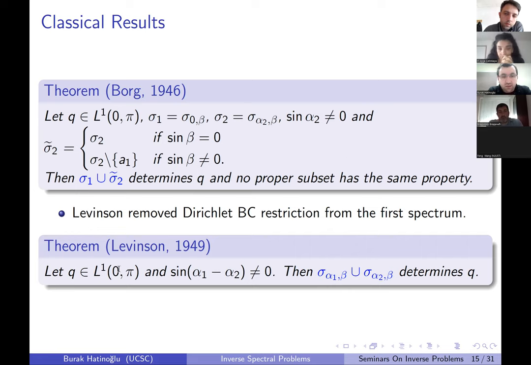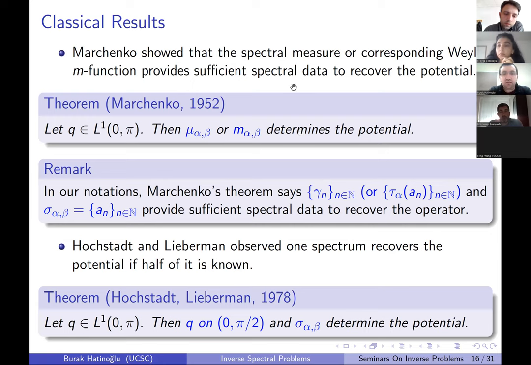And so Levinson's result is nowadays also sometimes called Borg-Levinson's theorem or the two-spectra theorem. Another classical result is given by Marchenko. He showed that the spectral measure, or the corresponding M function, also provides sufficient spectral data to recover the potential. So namely, this is a result. Again, he considered an L1 potential.